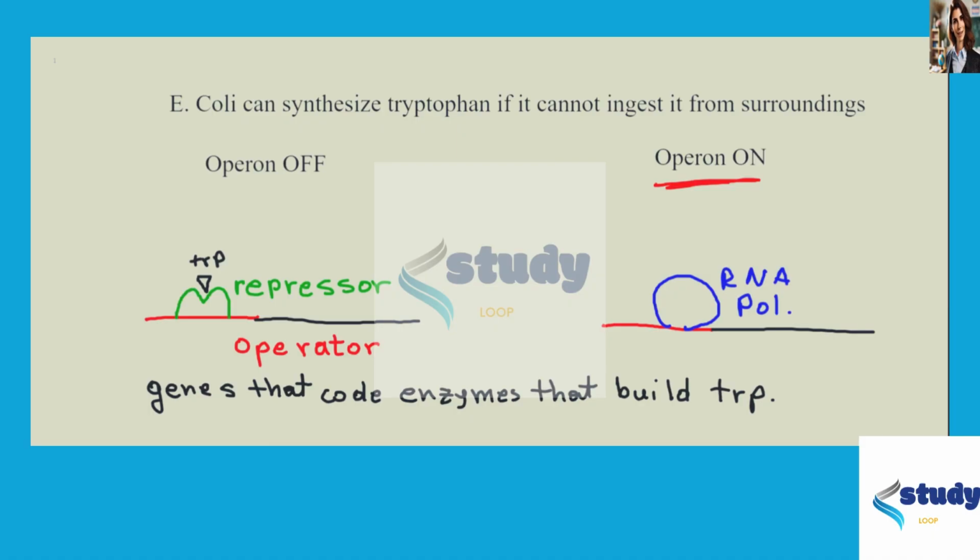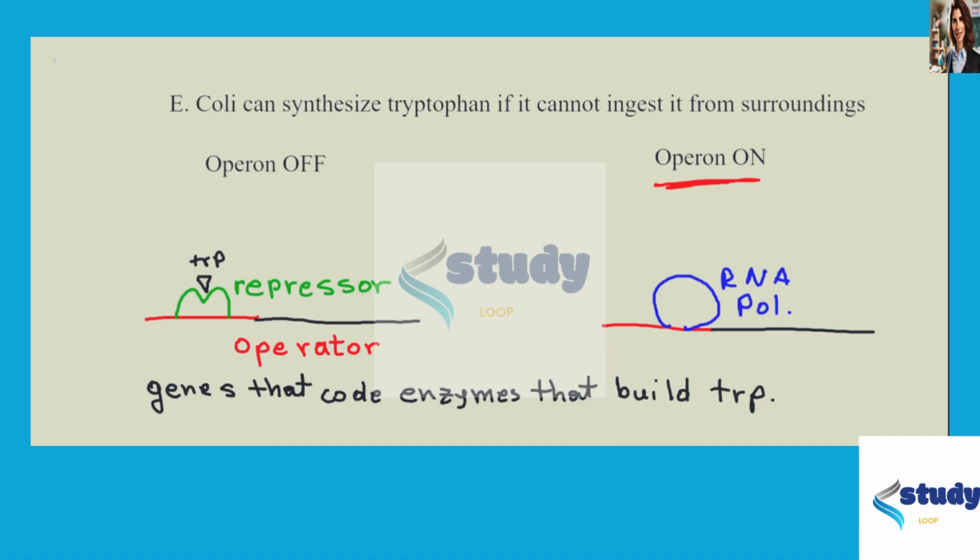So let's look at our answer choices here. Choice A, in the absence of tryptophan, genes will not be transcribed. That's not true. We just established that they will always be transcribed, whether there is tryptophan or not. Choice B, in the absence of tryptophan, only genes TRPE and TRPD will be transcribed. That's not true. All of them will be transcribed.